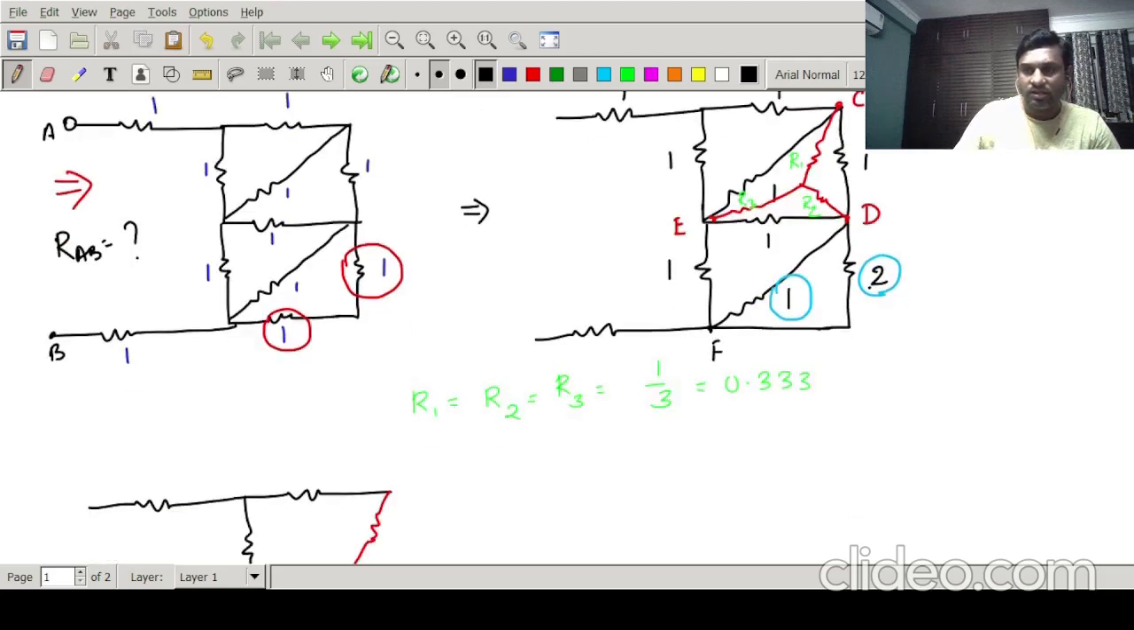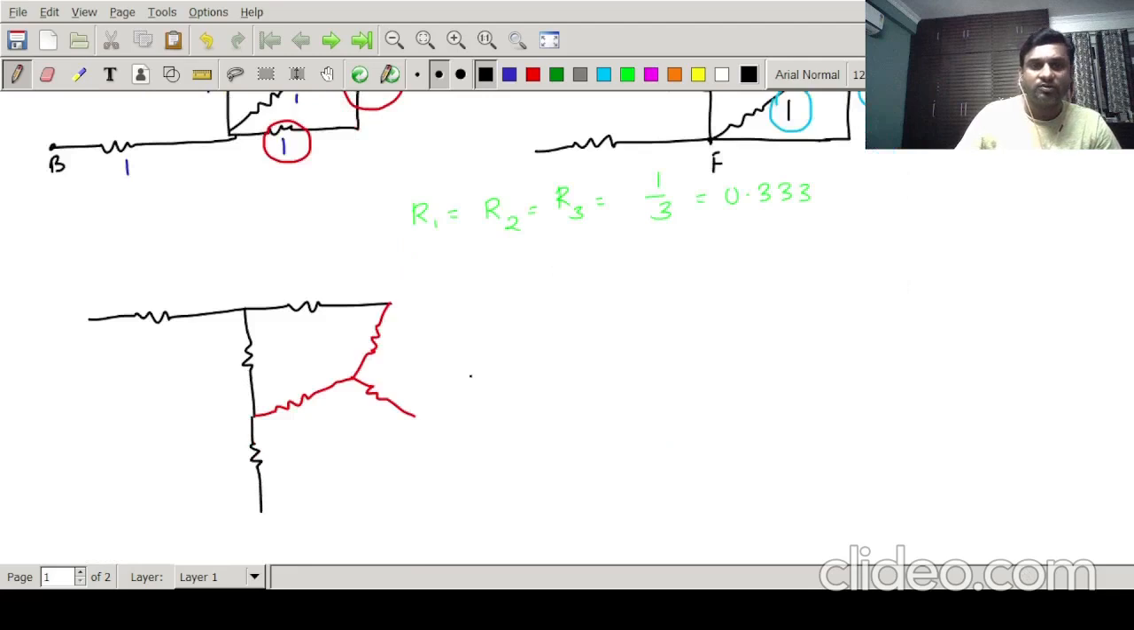So I can write 2D in between. This is the node D and this is the node F. So this is basically 1 in parallel with 2, so the value is 2 by 3, which you can write as 0.666.